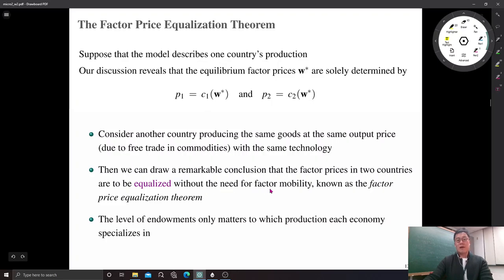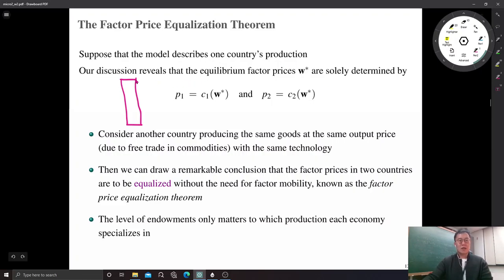So without the need for factor mobility, and even if some portion of the population in South Korea migrates to Norway, even in that situation, the two input prices are equal to each other. This is known as the factor price equalization theorem. So what is the effect of total endowment? It affects only which production each economy specializes in. Think about comparing these two economies. One economy has a lot of factor 2 and a small amount of factor 1.